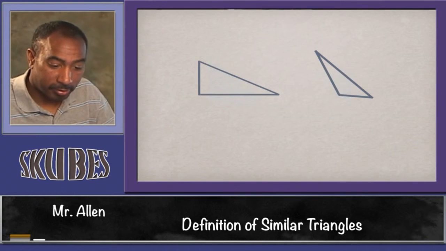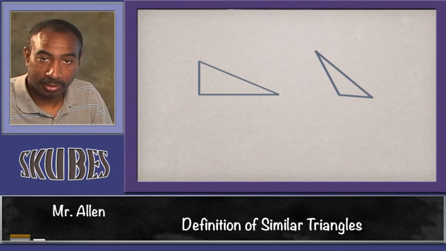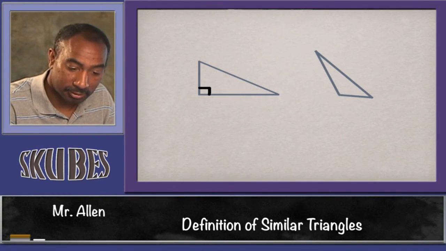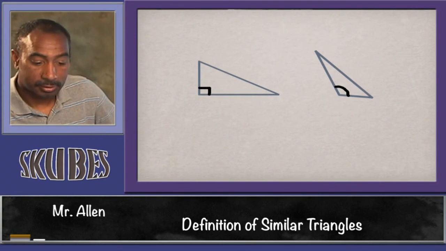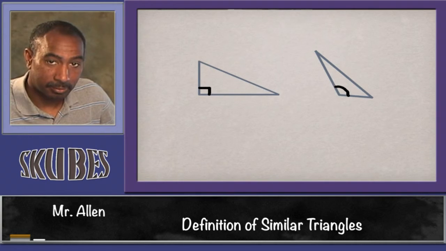All right, in a scenario like this, you can look at it and tell they're not similar because they don't have the same shape. You say this is a right angle, but we know this one's not. This is obtuse. So that can never be similar. This concludes our lesson on similar triangles.